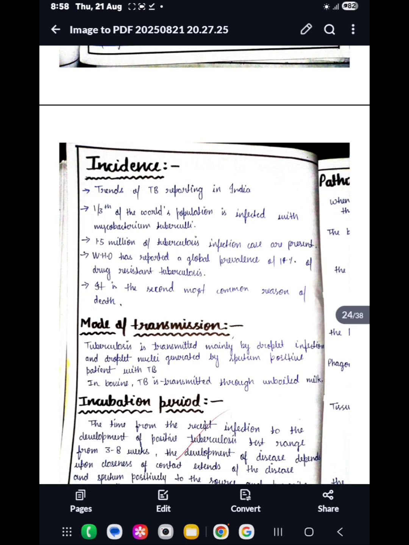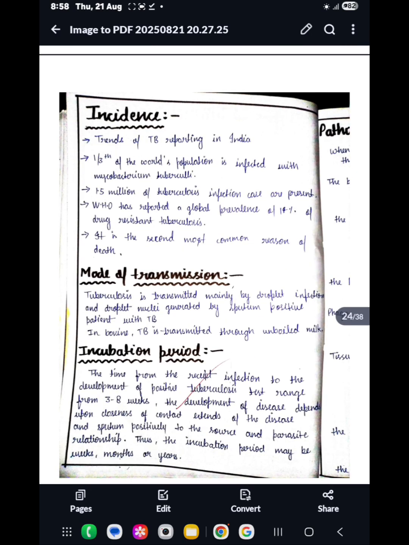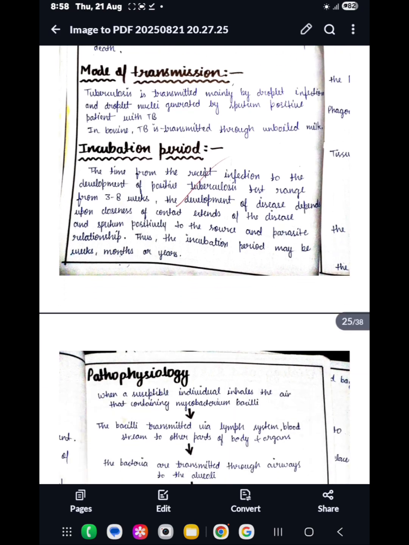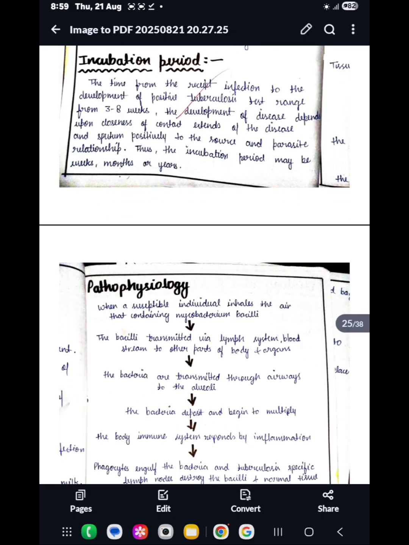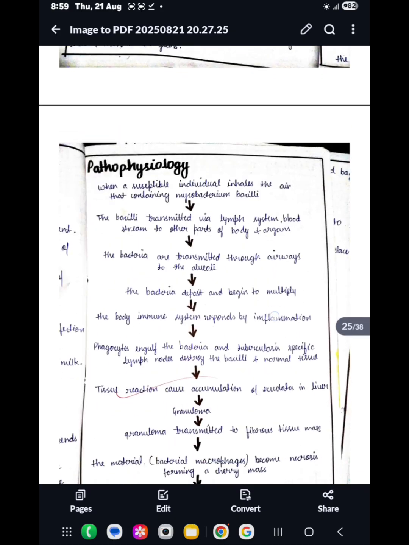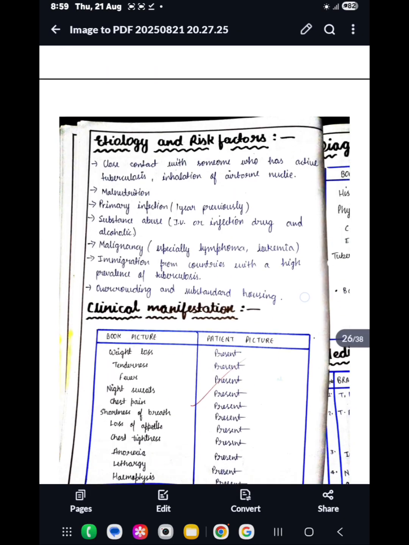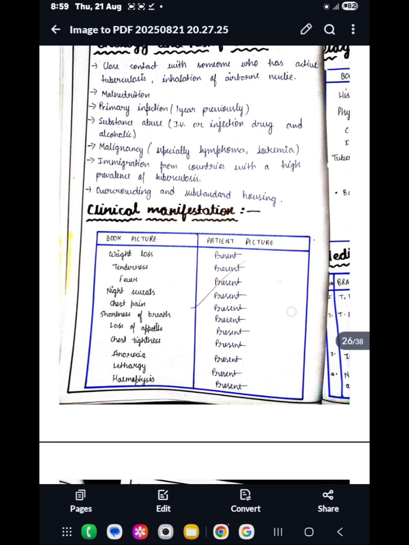Okay, then the incidence of pulmonary tuberculosis in the world or in India. Then the mode of transmission of tuberculosis, and the incubation period of tuberculosis, like the period from exposure to the symptoms showing in the patient's body. This is the pathophysiology of the TB, and the etiology and risk factors of the TB disease.